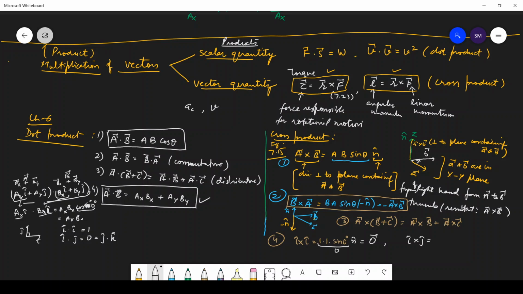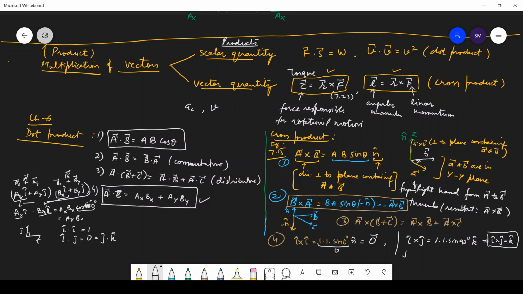Okay, and what about I cross J? Here the magnitude is 1 and 1. Move the fingers from the x-axis to the y-axis. Where will your thumb be pointing? The thumb will point in the z direction, isn't it? So this is sine 90 degrees, and the direction is in the z direction. So that's k cap. So I cross J is equal to k cap. Here I dot I was equal to 1, but here I cross I is zero, because here we are considering sine of the angle and there we were considering cosine.